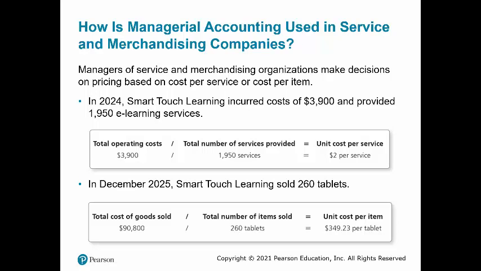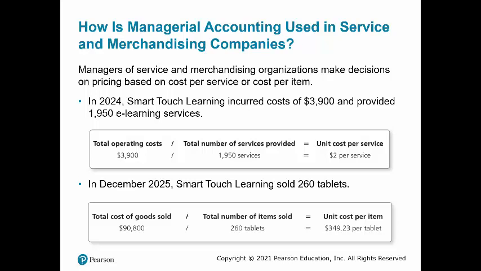So if Smart Touch Learning in 2024 had incurred cost of $3,900 and provided 1,950 e-learning services, they could determine that the unit cost per service was $2 by dividing their total operating cost by the total number of services provided. That unit cost per service can then be used by the managers to determine the price to charge the customers and be able to make a profit.